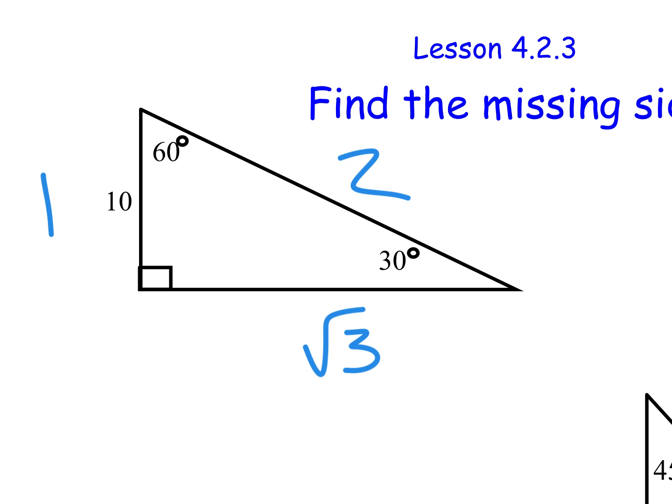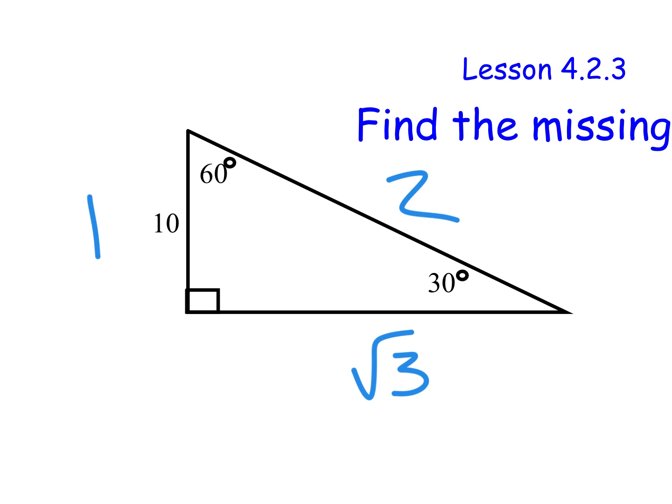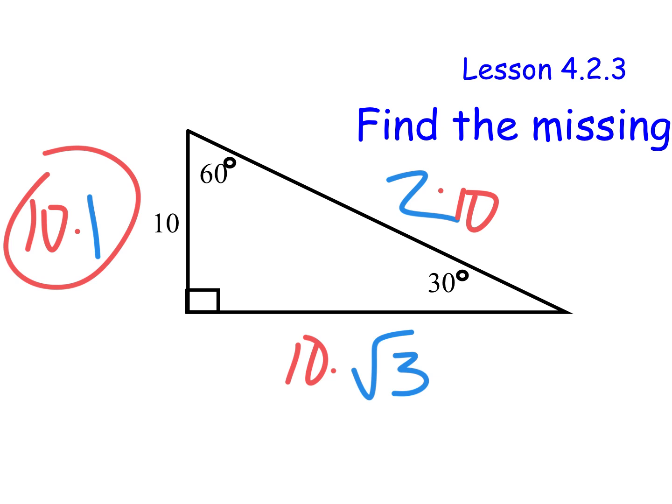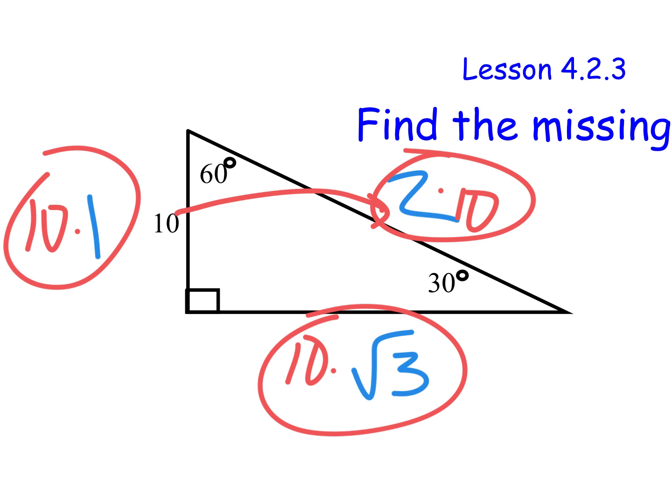So they don't all work this way, but if I can figure out how many times bigger it is, I can just times all of these by 10. And that's a super quick way to do this one. This side's 10, this side's 20, see, twice as big as that, and this side's 10 root 3. Now, if it's that simple, yay for you, but it's not likely to be. Sometimes the numbers are much weirder than this.